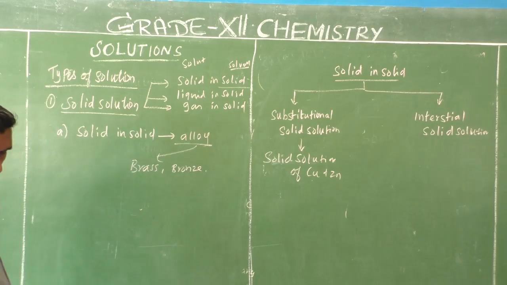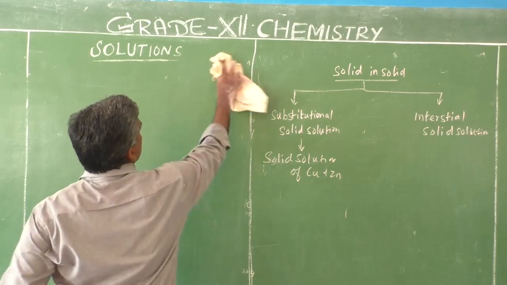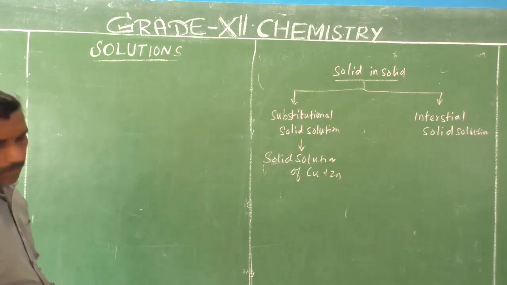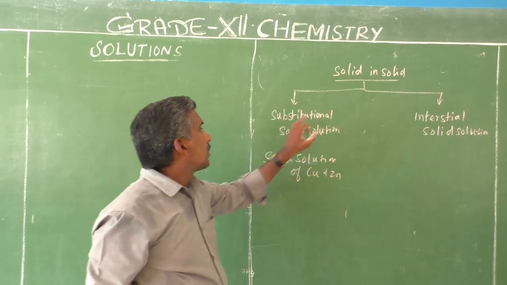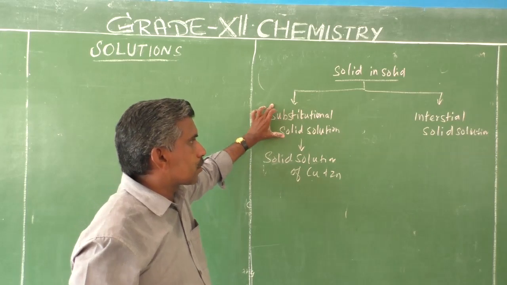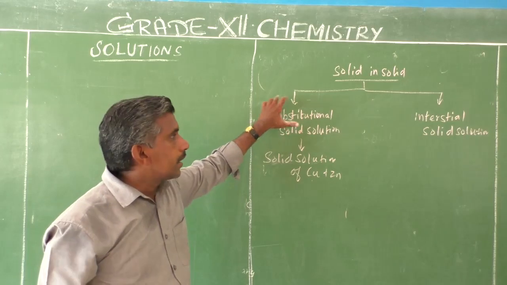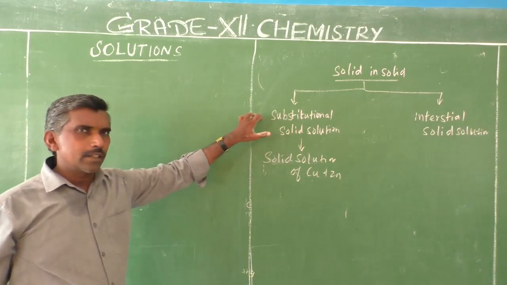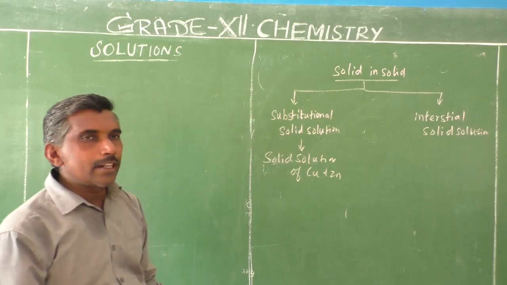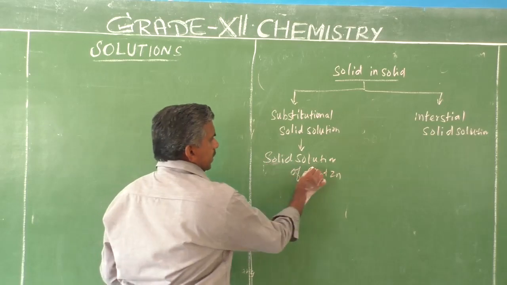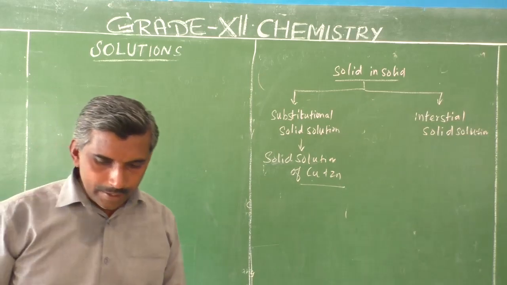Solid solution, particularly solid in solid, we will discuss now. We say two categories: substitutional solid solution and interstitial solid solution. First, substitutional solid solution. This term is not there in the textbook, but from the IIT point of view, you should learn about this. Substitutional solid solution is a solid in a solid solution. For example, copper and zinc.